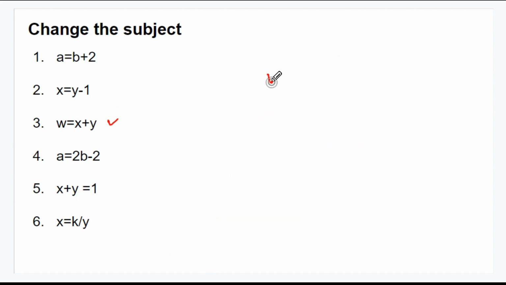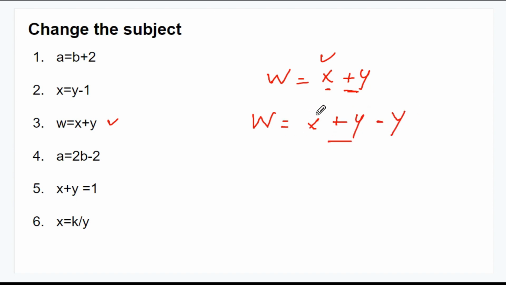Question number 3, w is equals to x plus y. Okay, now let's change your subject to x. So what I need to do again, I need to remove all extra things with x. So what is extra with x? Plus y. So what will be the opposite of plus y? Minus y. The same thing I need to do over here.